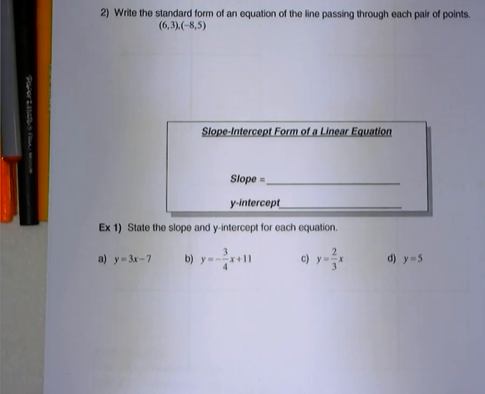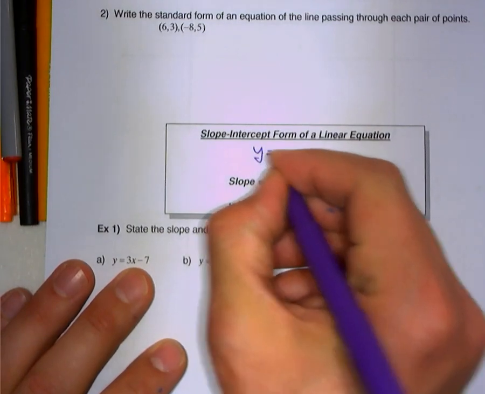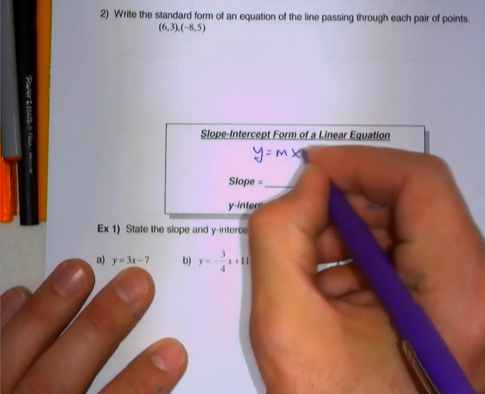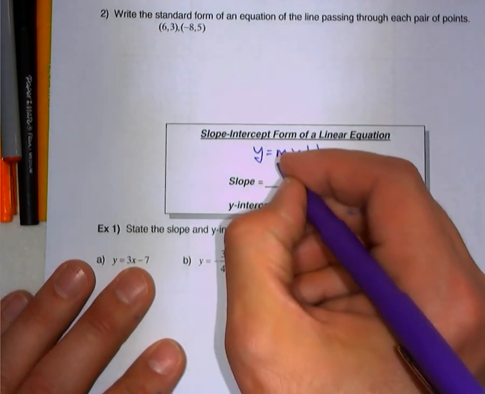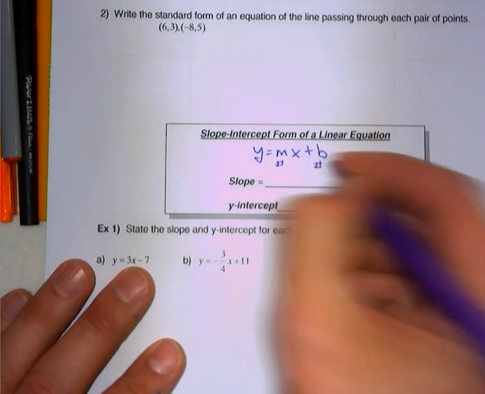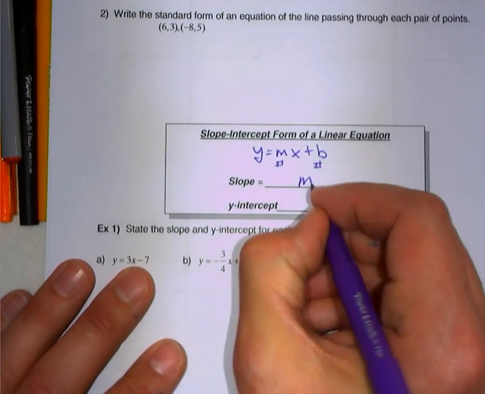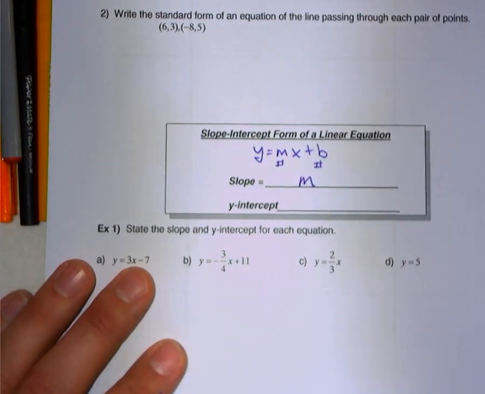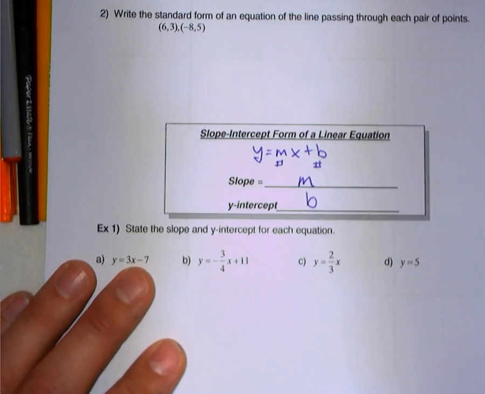It says slope-intercept form of the linear equation looks like this, where it looks like y equals mx plus b. Okay? Y equals mx plus b. M and b are numbers. This is a number, and b is a number. So our slope is m. We've been using m before for slope. And b is our y-intercept.